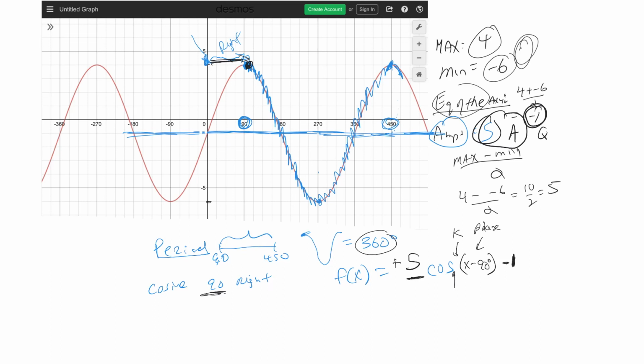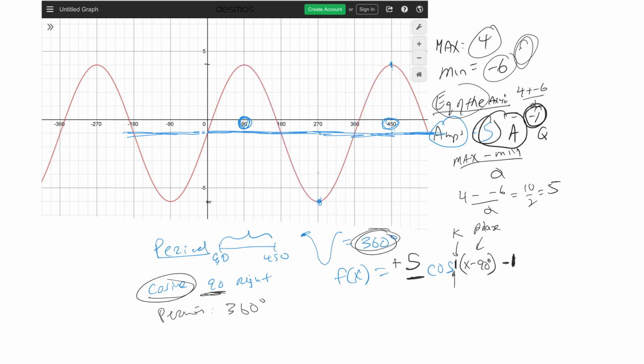factor from, it's a stretch, a horizontal stretch or vertical stretch from the original cosine graph. So what's the period of the original cosine graph? Well, going back, it's 360. But what's our period for this graph? Oh, it's 360. So there is no horizontal change. No stretch, no stretch factor, no compression factor. So K is neutral. It is 1.